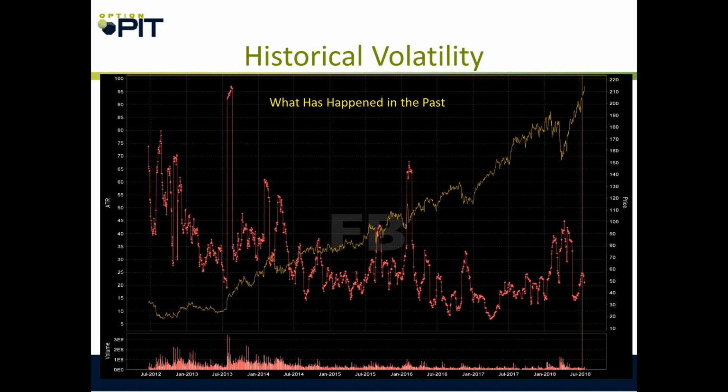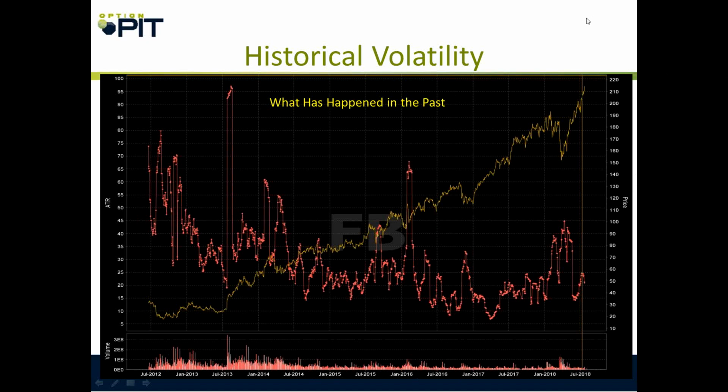I like close a lot. And what I want you to pay attention to is the red, and this gets a little confusing. The red, the ATR, is associated with the numbers on the left, and the yellow is associated with the numbers on the right, and then down here is the volume. So right now, the average true range of Facebook is about 20. ATR stands for average true range.